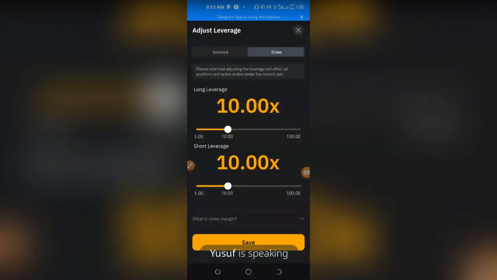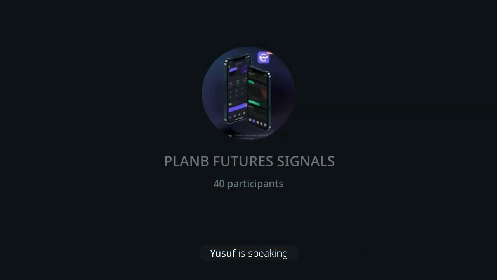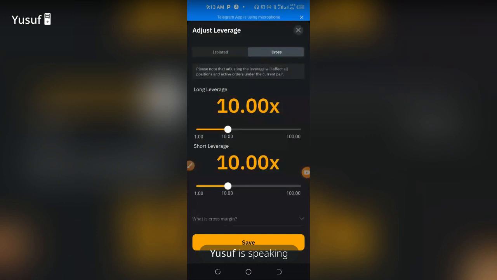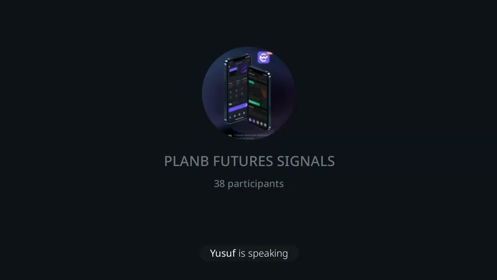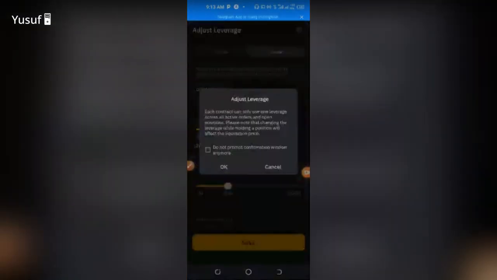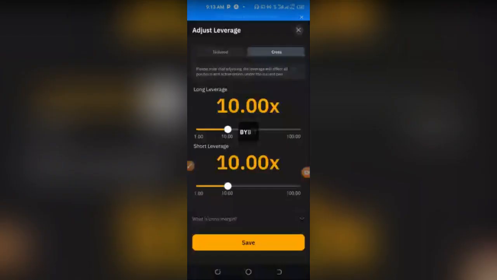The one at the top is for long, for a buy. The one at the bottom is the leverage for short. But you can use the same quantity of leverage for both long and short. Then you click on save. Okay. Now, you come back here.